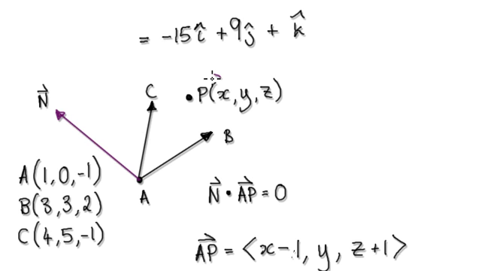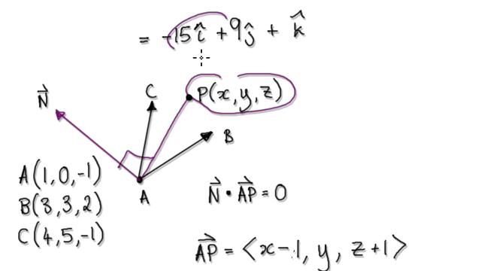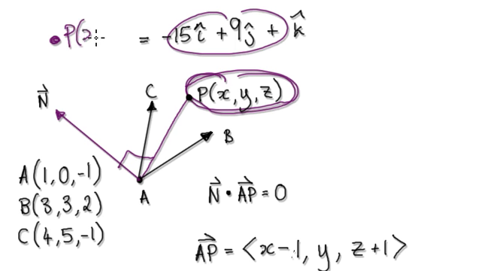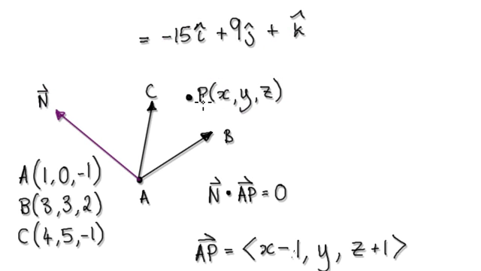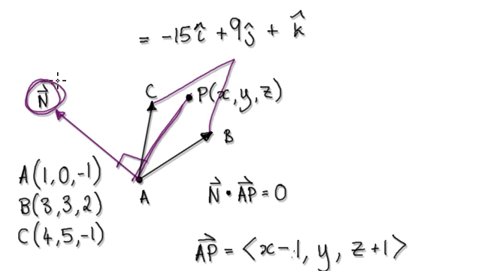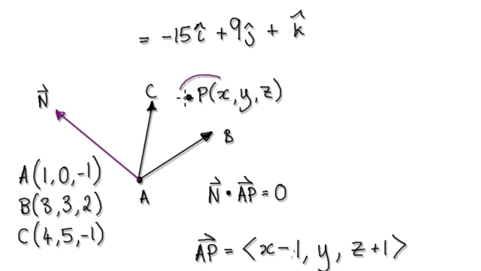we need to demand that any general point needs to be at 90 degrees to the normal vector. Because if you choose a general point, let's say P with coordinates x, y, z over here, this point is not at 90 degrees to the normal vector, so this point is no good. If you have a point that lies on the plane, then it will be at 90 degrees to the normal.